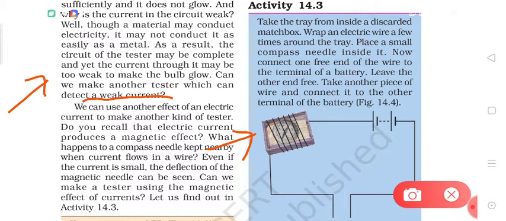We will use the magnetic effect of electric current to make this tester. What we will do? Dear students, we have taken a tray of a matchbox like this, and we have taken a magnetic compass in the matchbox. We have wrapped a wire around this matchbox like this and then connected this wire to one terminal of the battery, while we have taken another wire and joined it to the other terminal of the battery. In this way we have prepared a tester with two free ends.